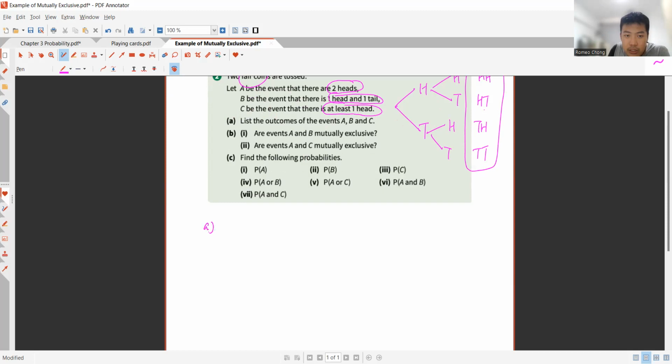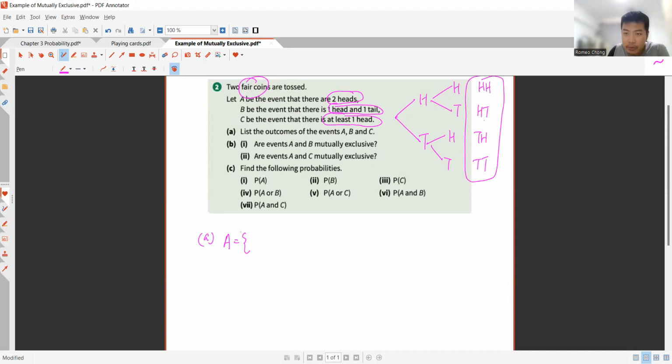When they ask you to list outcomes, then you have to write in the form of a set. If you look at the tree diagram that we have drawn just now, you will notice that out of the four possible outcomes, there is only one which fulfills the event A, which is two heads. So you will have one result, HH. That's it. You just have one element. So this will be the outcomes for the event A.